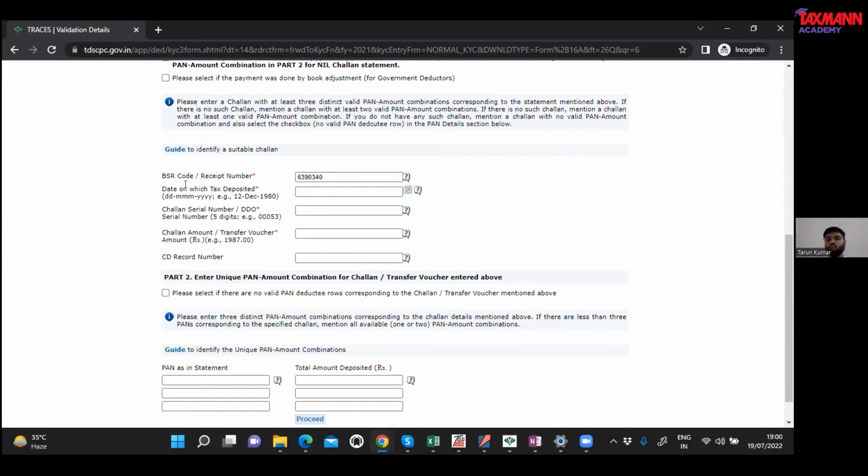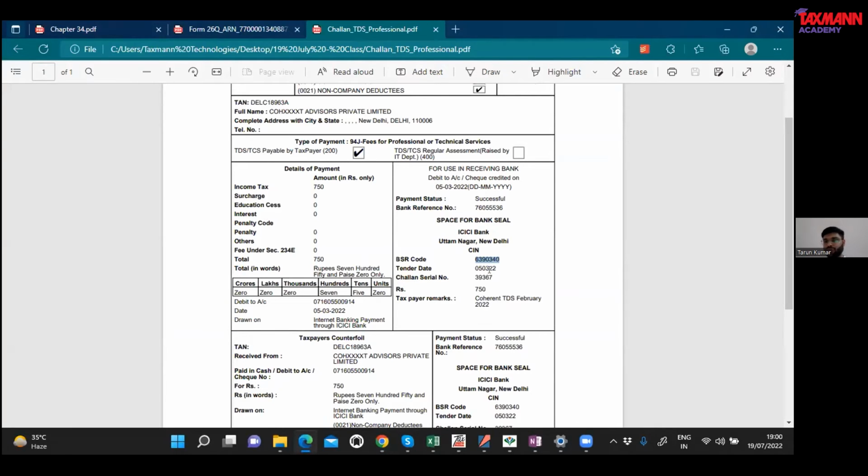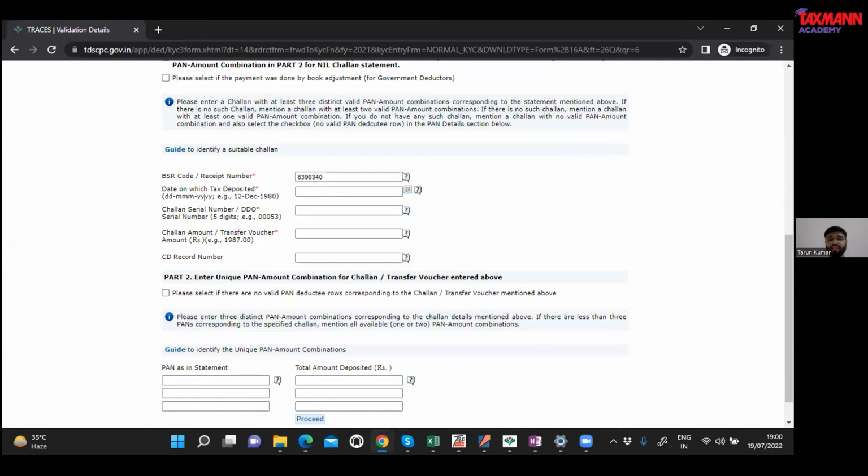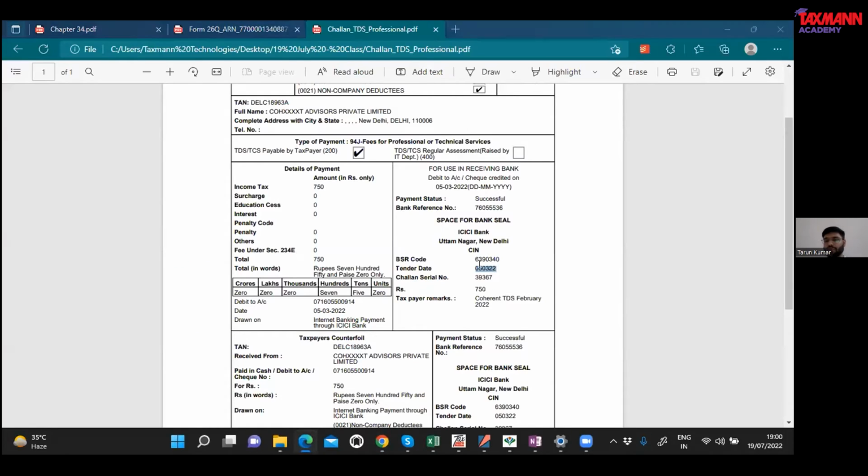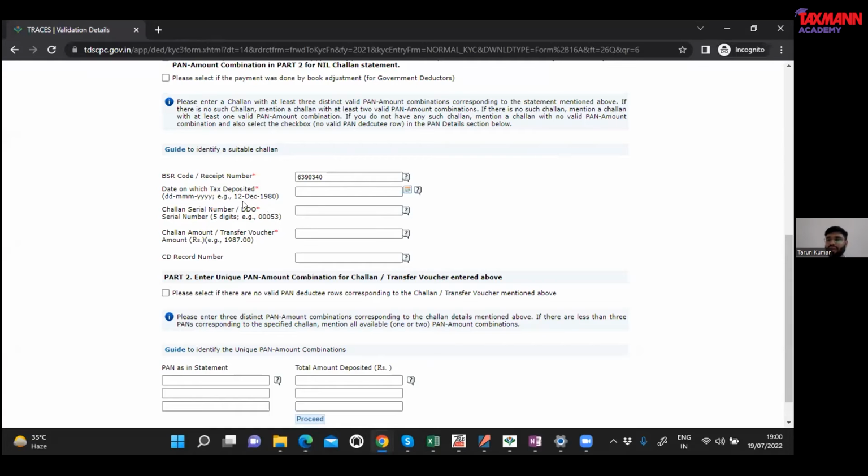Okay. So what is the date on which tax is deposited? 5th of March 22. So here is the date which you need to mention there. The date has to be mentioned in this format: date, then month. The month has to be written like this. For example, in our case, it is deposited in March, so I need to mention MAR, right? Then you need to mention the year. This is the format which will be used.